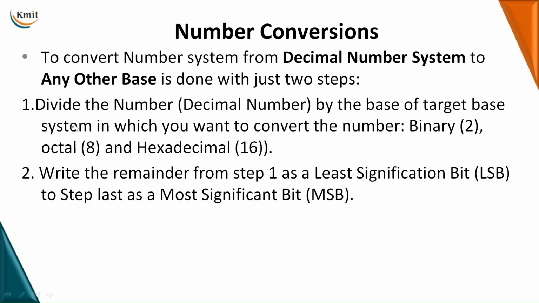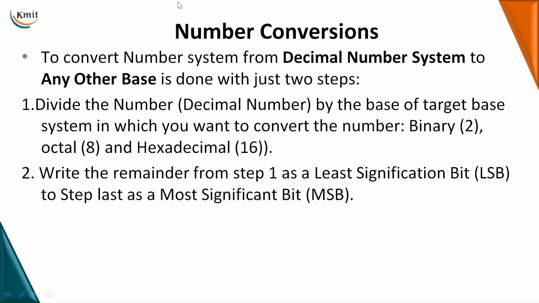2. And then the second step is to write the remainders from step 1, from the first step as the least significant bit, to the last step as the most significant bit. You have to write the remainder you got from the first step as the LSB through to the last step as the MSB. You have to continue this process.